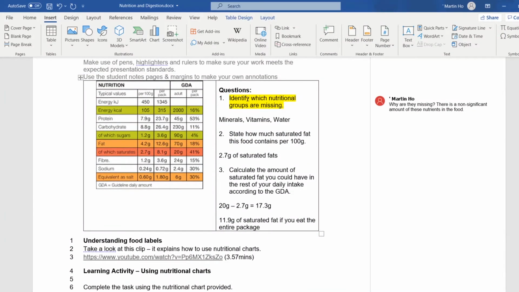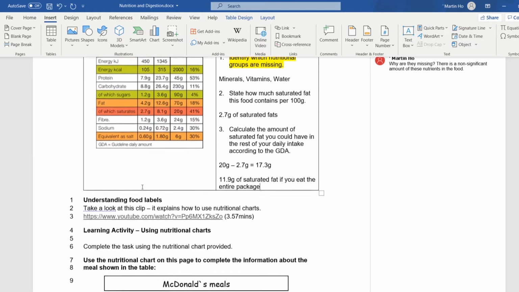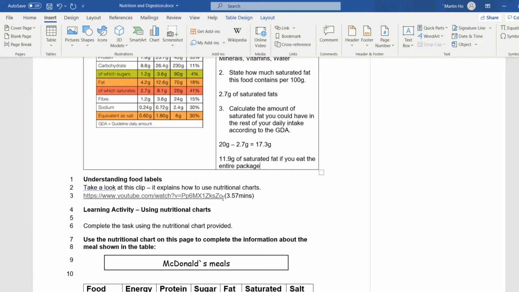So, food labels give us a lot of information about what we're actually eating and how this would translate to our daily recommended intake values, how much we should eat. Take a look at this clip as it explains how we use nutritional charts in our day-to-day lives.